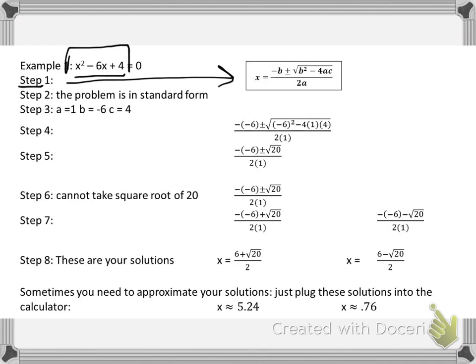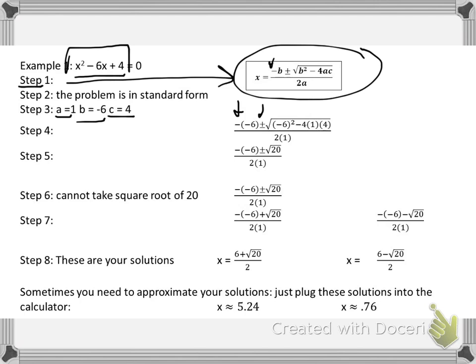Step 3, write down my a, my b, and my c. A is 1 because there's nothing in front of the x squared. B is negative 6. C is 4. Okay? So, as you notice, I have my quadratic formula right here, and underneath it is where I plugged everything in so I can keep track of everything. So, the formula has a negative, but 6 is also negative. So, you're going to have a double negative here. Make sure you're aware that you will sometimes have a double negative.